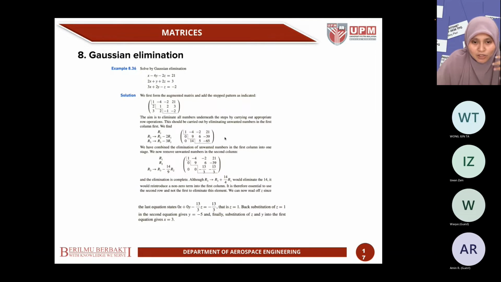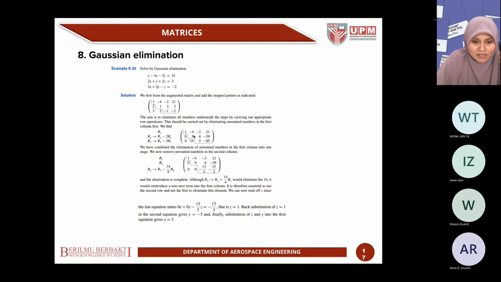And then the aim again is to eliminate all the numbers underneath the steps. So for example, first we need to eliminate this value 2. So we figure out the right equation in order to eliminate 2. The equation is row 2 minus 2 R1. So you need to do the same thing for the rest of the row. That's why all these values have been changed. You get minus 39, etc.